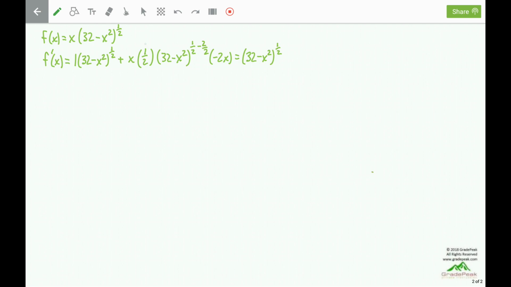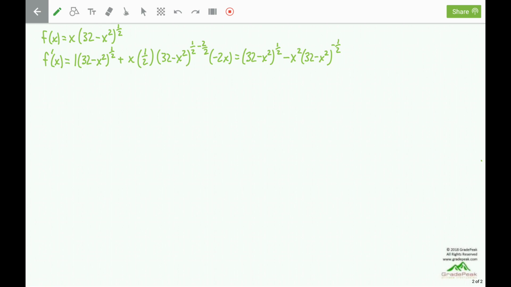For the second term, we can bring the constants together. We have a 1/2 and a -2. We can multiply the numerators. 1 times -2 is -2 over the denominator 2. -2 over 2 can reduce to a -1. So it'll be a -1, the 1's implied. We have an x and another x. X times x is x squared. And we have a 32 minus x squared to the 1 minus 2, -1/2 power.